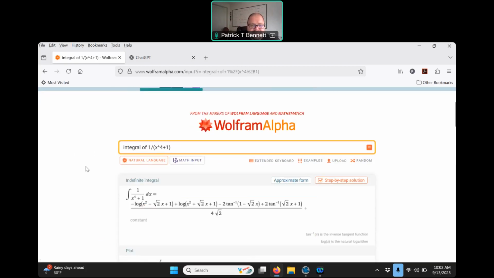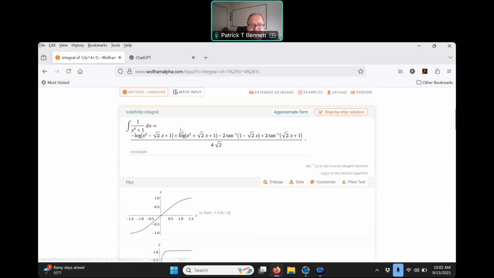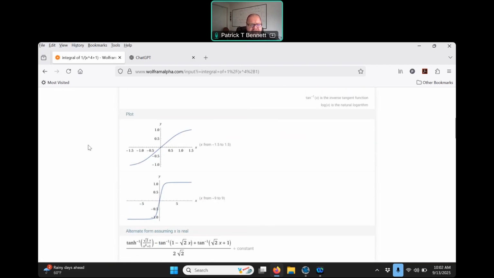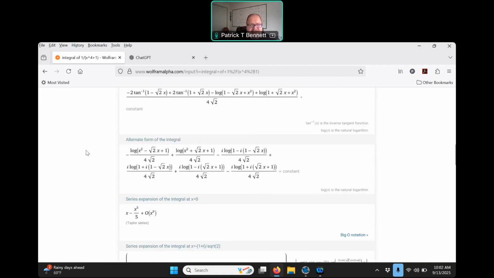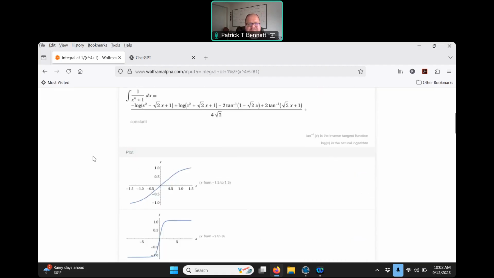And it tells me this, which looks slightly different from Maple's answer, but I'm sure it's equivalent. In fact, I think Maple told me that it was like this log over this, so it was sort of a less simplified version, but these are the same thing. And it gives me some more information. It can give me alternate forms of the answer.